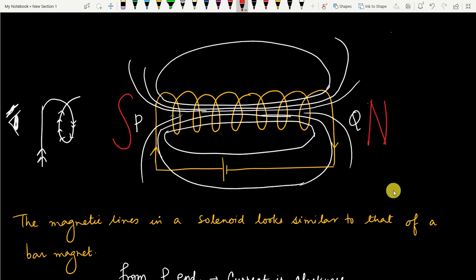We have to mark the direction of the magnetic lines, like the bar magnet. Lines of force move from the north to south. So this would be the direction of the magnetic lines, from north to south. Now please look at the inner part of the solenoid. If you look at the inner part, the magnetic lines are nearly straight and parallel.